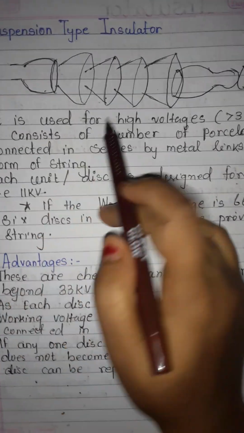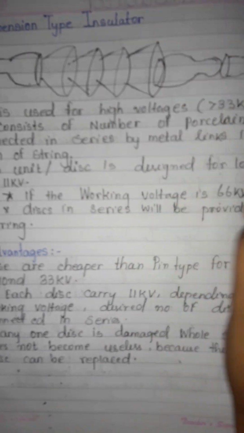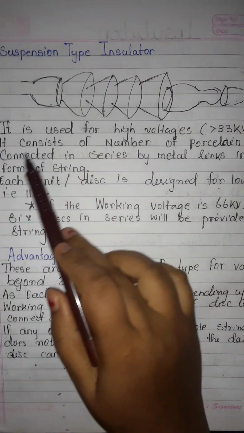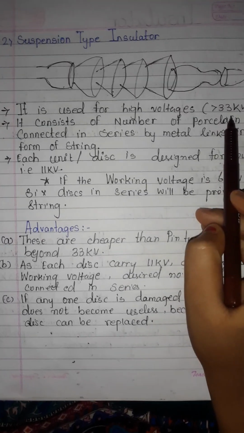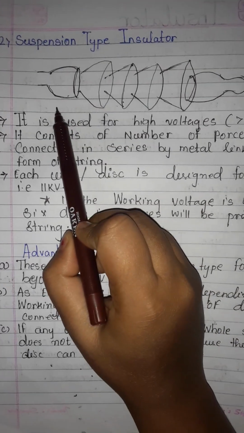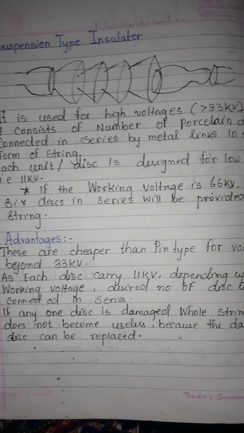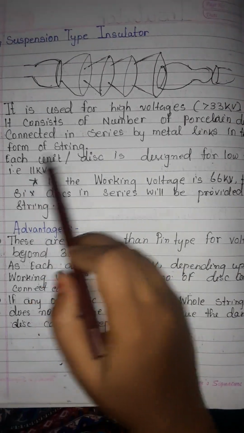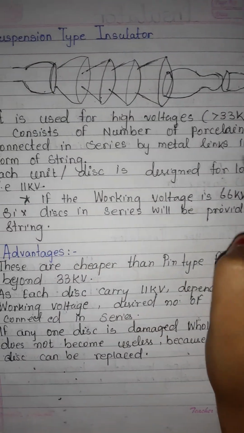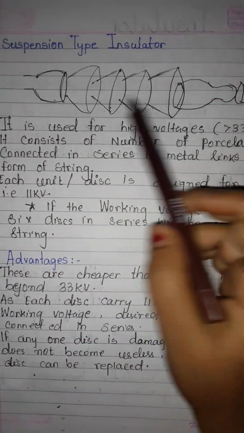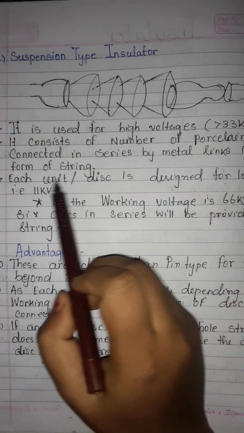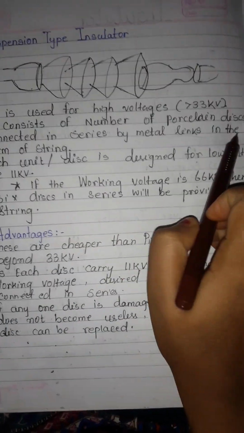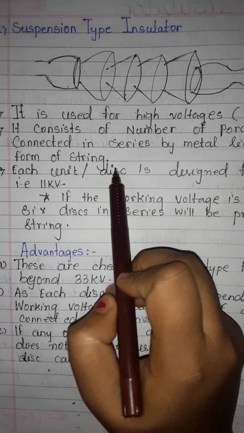Next comes the suspension type insulator. Here I have drawn the picture of a suspension type insulator. It is used for high voltages, that is, greater than 33 kilovolt. Suspension type insulator is used beyond a voltage of 33 kilovolt. It consists of a number of porcelain discs. Always remember that the base material for an insulator is always porcelain, and it consists of a number of porcelain discs connected in series by metal links in the form of a string.